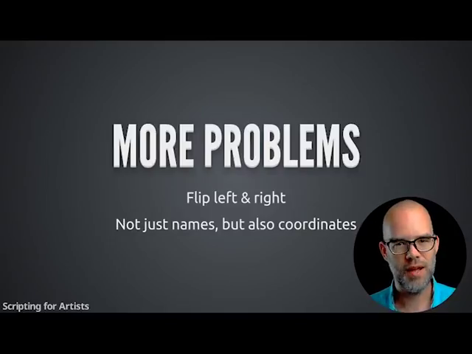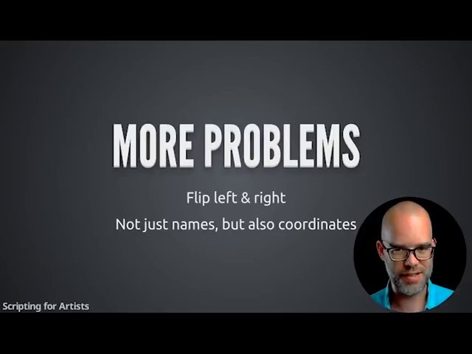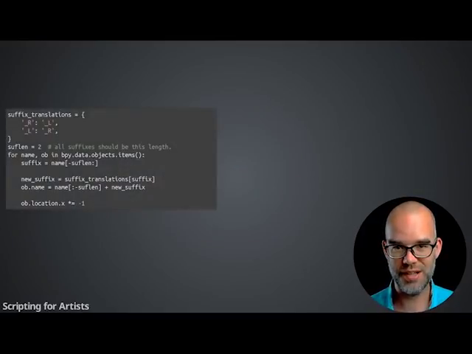collection we can use. Let's say we've moved our prefixes to suffixes, so that is done. But now we also want to flip them. We want to take the existing suffix and map left to right and right to left. And to make it a little bit more complex, we also want to change the location of the object in 3D space. So let's flip them over the x-axis. Now let's dive straight into the code and see what it looks like.